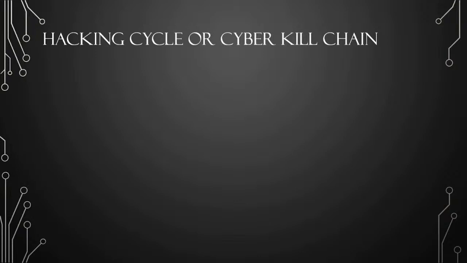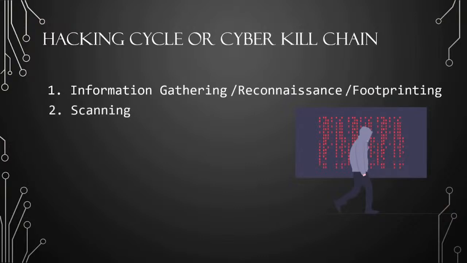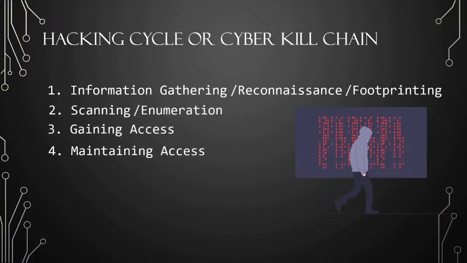The first step that you perform in the hacking cycle or cyber kill chain is known as information gathering. Certain organizations term this step in different names. They can also call it reconnaissance or footprinting. The second step is known as scanning. It can also be referred to as enumeration. The third step is gaining access. The fourth step is maintaining access. And the last step is known as reporting or clearing traces.